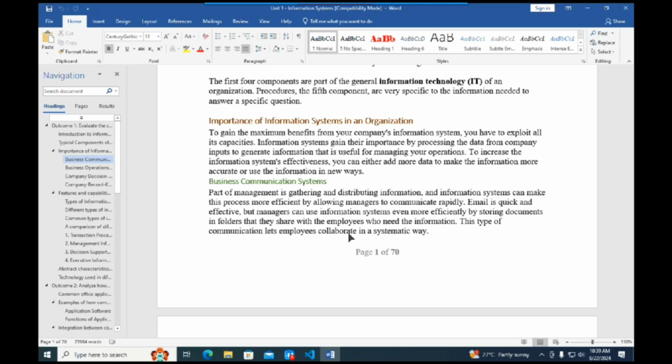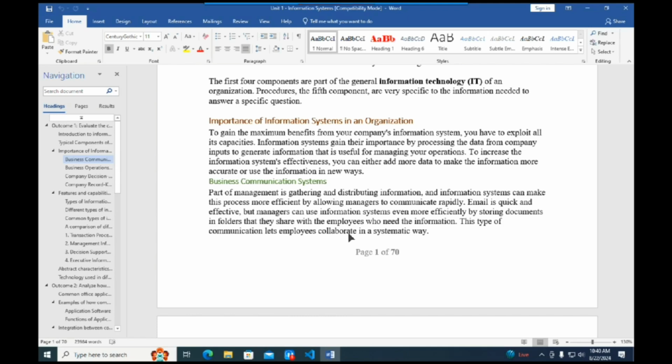Now, of course, we have seen that information systems are there to process the data of a particular organization, which serves as input to those systems. Then they are going to generate information, and the information is going to be useful in management operations. So for a more effective information system, you can either put in more data so that you have more secure information, or you can use the information you get from that information system in various ways. So the importance of information systems, I'll discuss based on different areas.